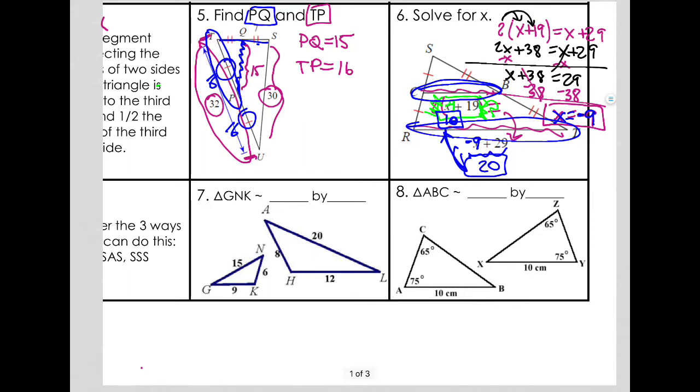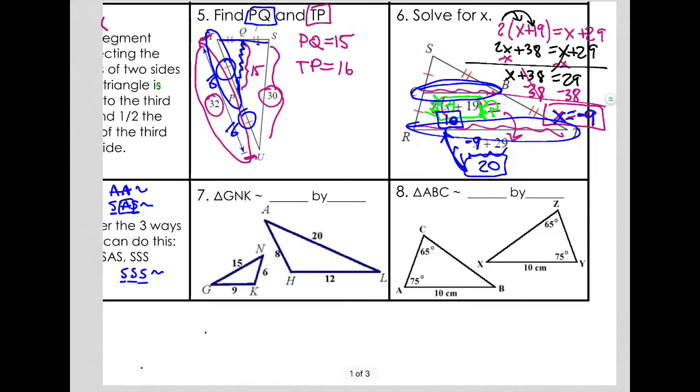Alright, so for number 7, it is asking us, do we have a postulate or theorem to say that these two triangles are similar? So remember, you have 3 options. You either have angle-angle similarity, that means you have 2 pairs of angles that are similar. You have side-angle-side similarity, so you have 2 pairs of sides that are proportional with the included angle congruent. Or we have side-side-side similarity where all the sides equal the same ratio. So we're going to go ahead and check that here.